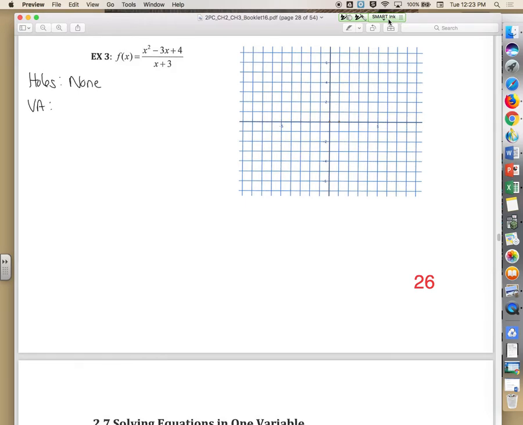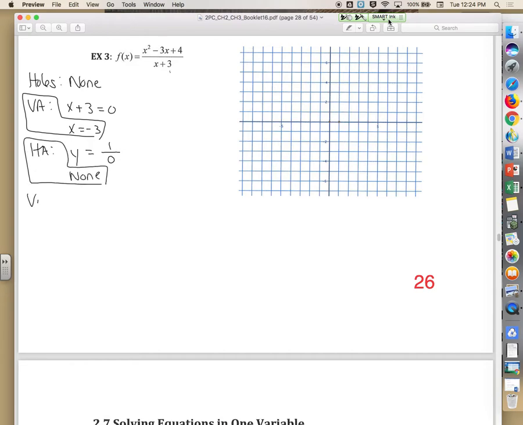Vertical asymptotes: what's left in the bottom here, we'll set equal to 0 and solve, so we get x is -3. That is my vertical asymptote. If I try to find horizontal asymptotes, the highest power for x is x squared. I have 1 x squared in the top and 0 in the bottom, which is undefined. So I have no horizontals.